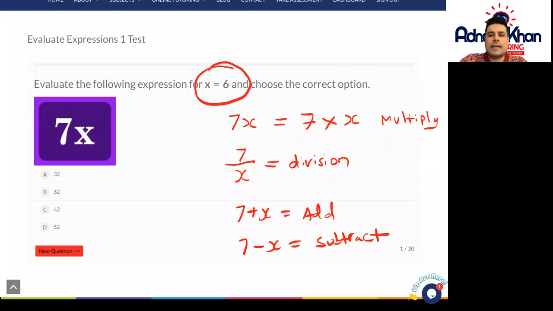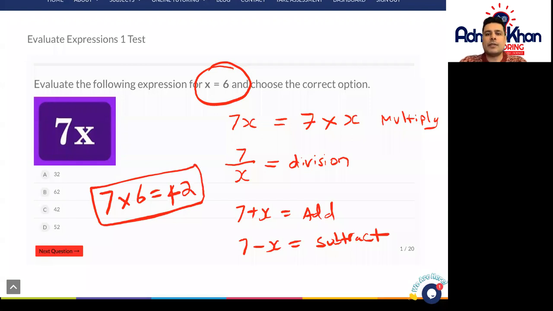So in this case, 7 multiplied by 6 is going to give us 42. So for this question, 42 will be your answer.